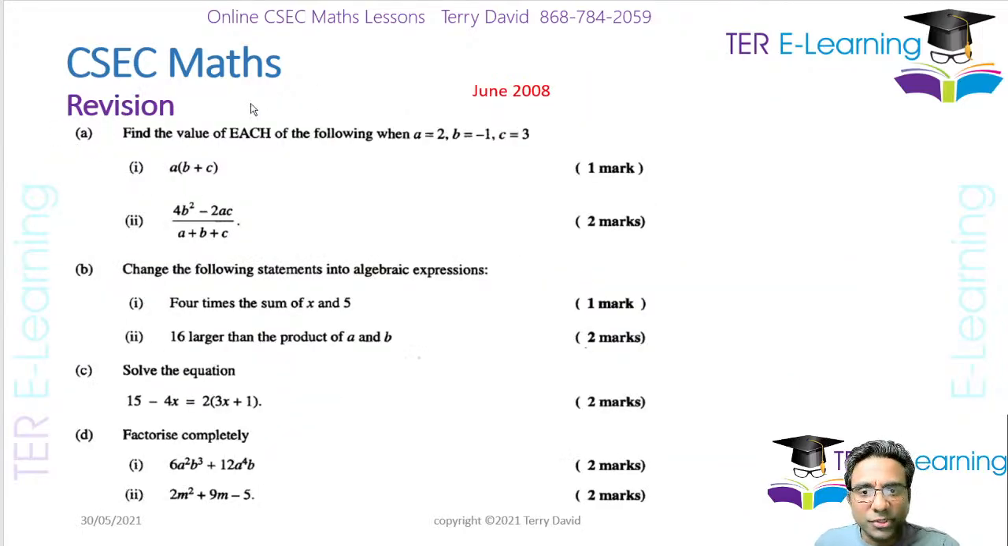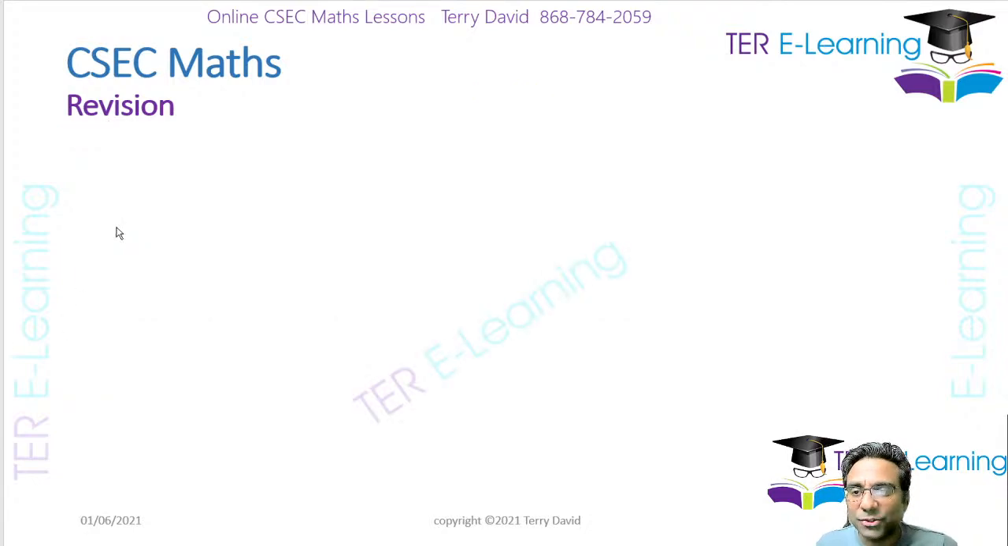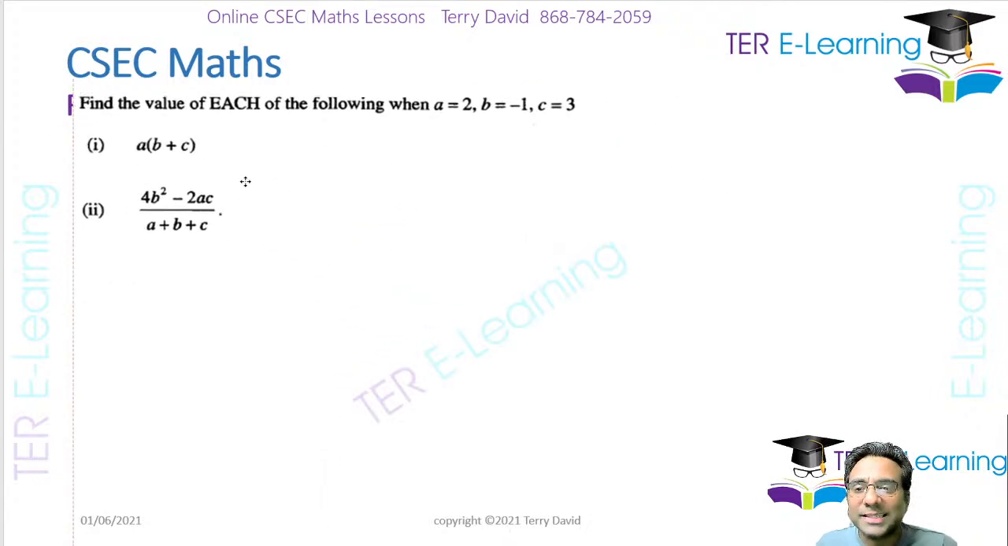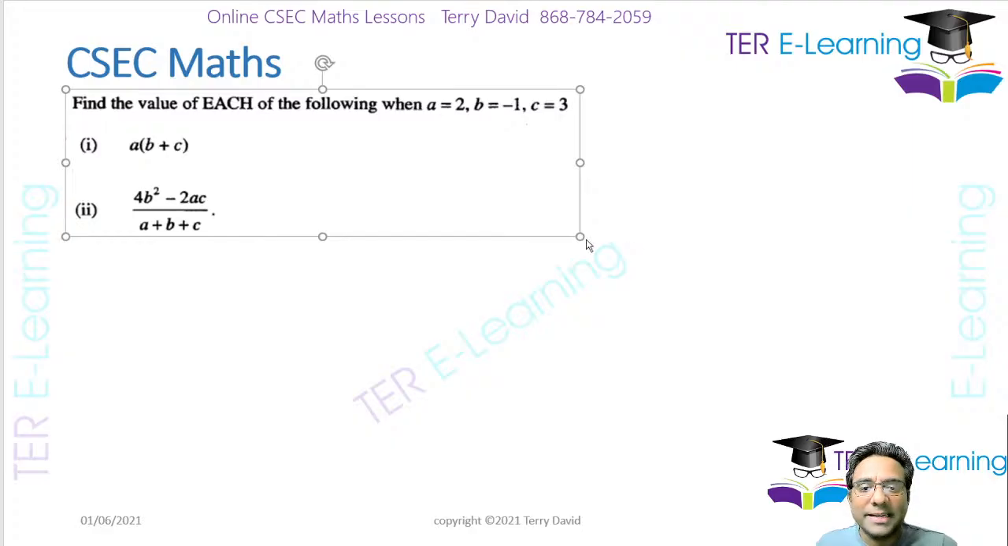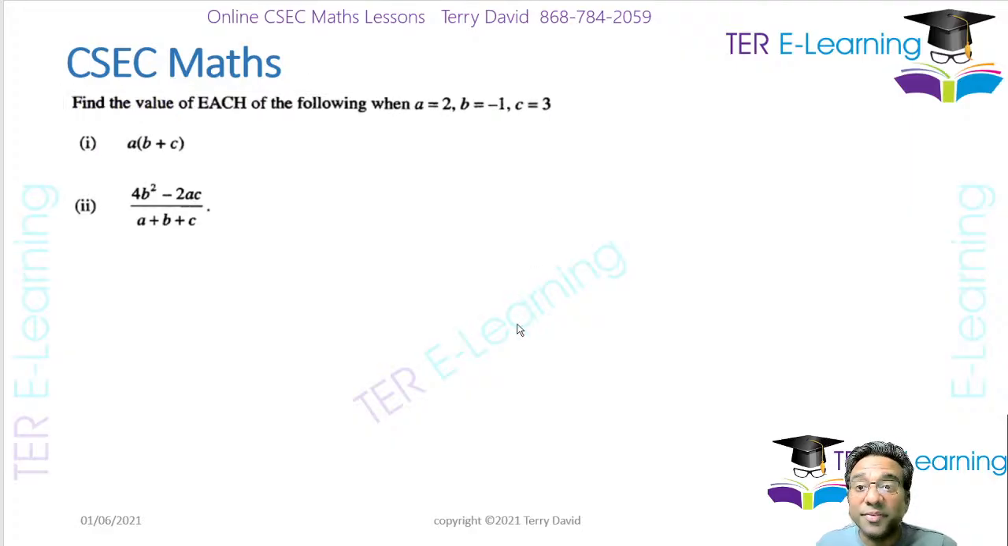So this is June 2008. CSEC kind of said, hey, you might be getting something like this. It's called substitution, so let's make sure we can answer a question like that. In your syllabus, it states that you have to be able to evaluate expressions by substituting values for variables. All that means is, here, they're telling us that a is 2, b is minus 1, and c is 3.